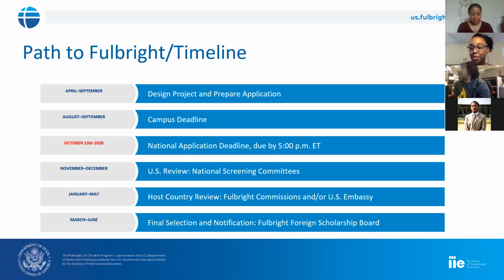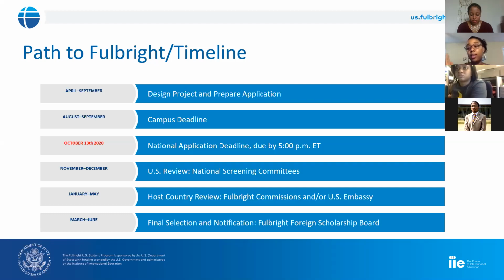So if anyone in this group is planning to apply this cycle, you've got less than a month, and it is not the easiest application to put together. You really have to sit down and dedicate the time to it and make sure that you're doing this for the right reasons, that it makes the most sense for you. After you hit submit on October 13th, in November and December, the national screening committees meet and discuss all the different applications. That is domestic in the US, they're making those decisions.